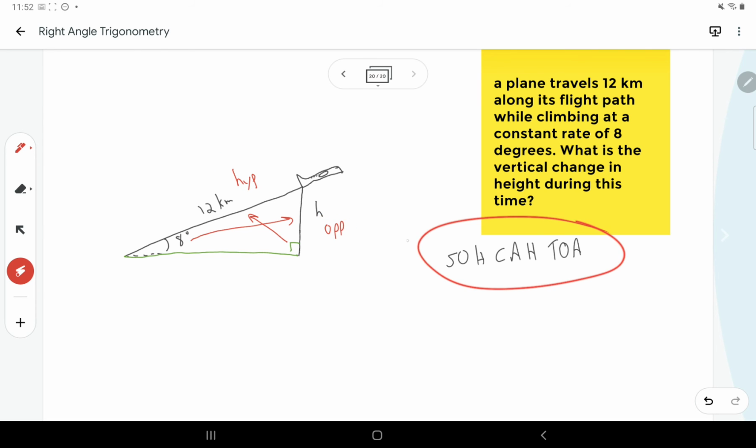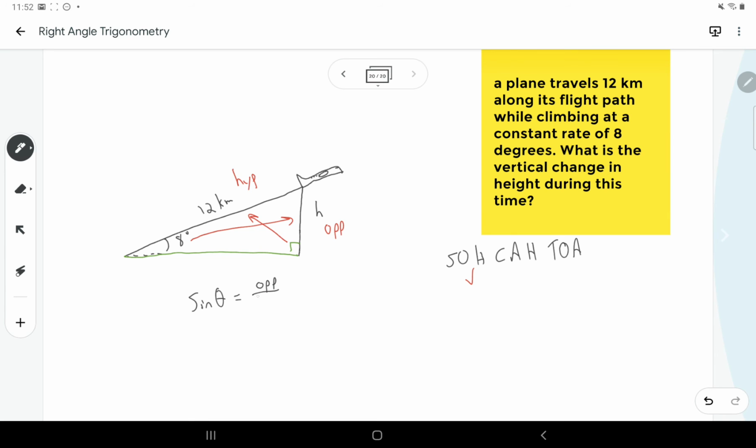Looking at SOHCAHTOA, we look at sine. We've got sine, which has opposite and hypotenuse. So right away, there's our choice. Okay, so we use sine of theta equals opposite over hypotenuse. Okay, just like we did in previous videos. Now we can start filling things in that we know. Sine of 8 degrees equals our opposite side of h over the hypotenuse of 12 kilometers.